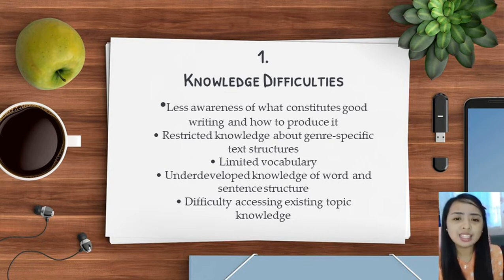The second is restricted knowledge about genre-specific text structures. So the students have that restricted knowledge when it comes to identifying the setting, the plot, the characters, and other elements in a narrative or even in a story. The next one is underdeveloped knowledge of word and sentence structure. The example of it is identifying the phonology, morphology, and syntax.